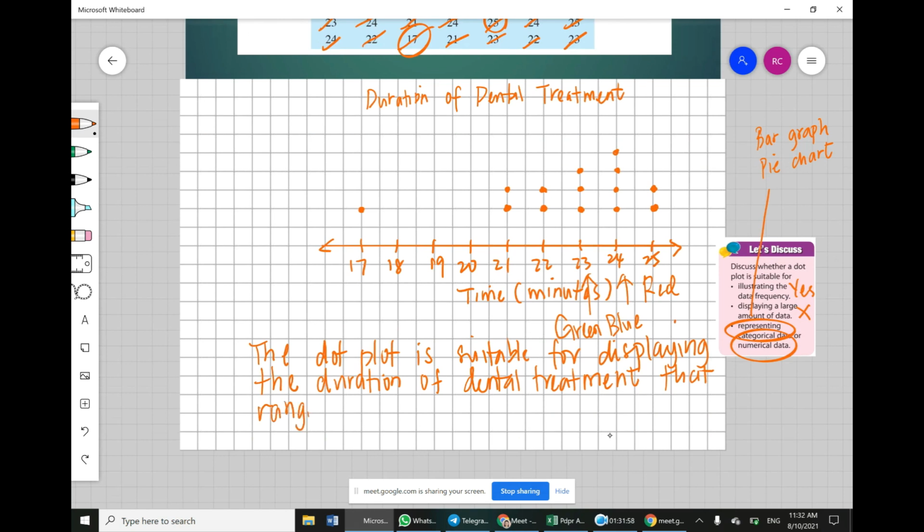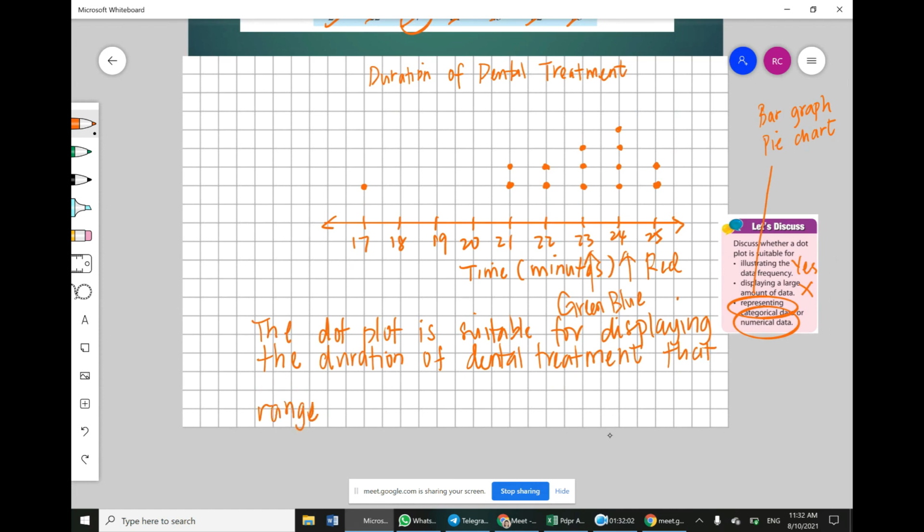Bahasa Melayu dipanggil apa? Jarak. Jarak, julat. Okay, julat, range. That range from 17 to 25 minutes. Okay, because this one is about the range. So you can use the word range.